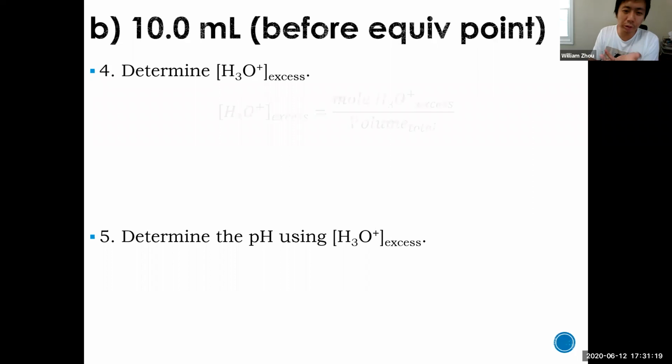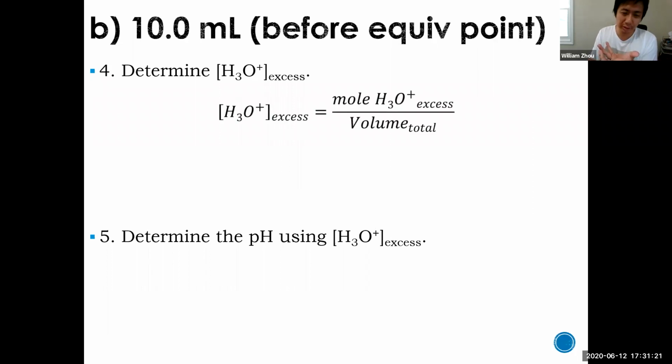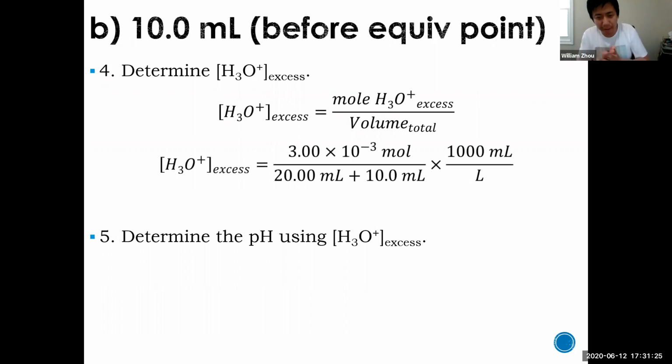Concentration is moles per liter, right? You calculated how many moles of acid I have. Cool, it's 3 times 10 to the negative 3. What is the total volume? Well, 20 comes from the acid, 10 comes from the base you just added, so they add up to 30. So you have to take the moles divided by total volume, convert to moles per liter, of course. That is the concentration of the acid, which is 0.100 moles per liter.